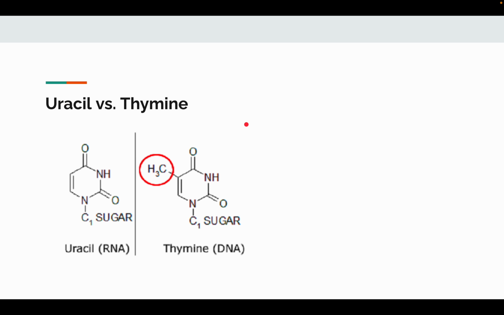And so the difference between uracil and thymine is just they lack this. They're pretty much the same thing.